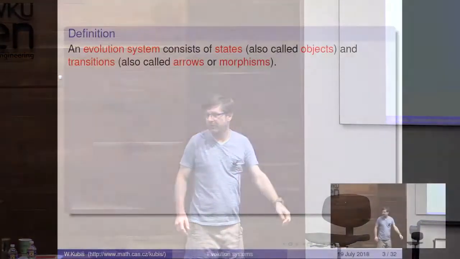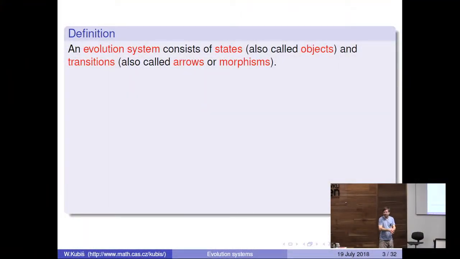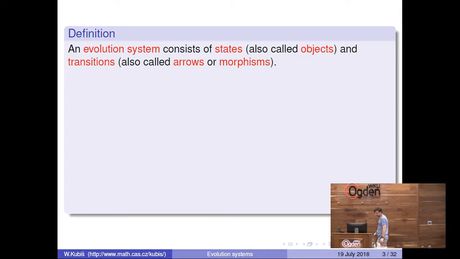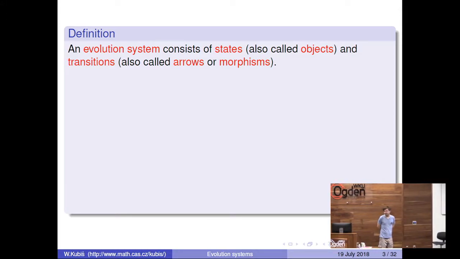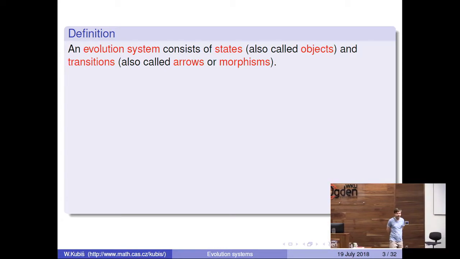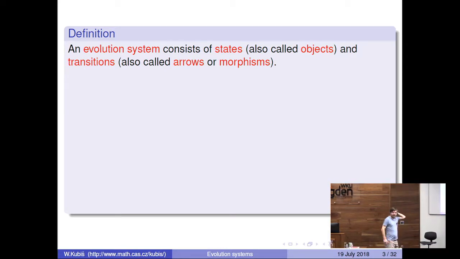The beginning of my talk is prepared for people who do not know category theory or do not like category theory or simply do not work in category theory. So, this is the setup I'm going to work with. You have some states or objects and transitions, which are arrows. But why do I call it an evolution system?